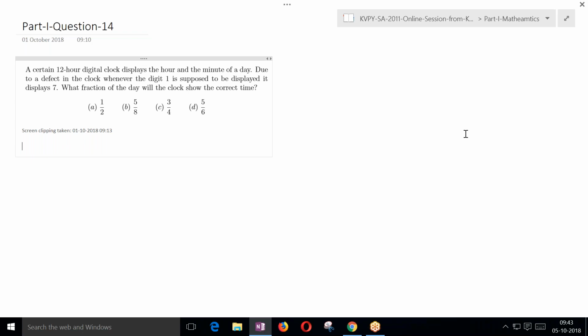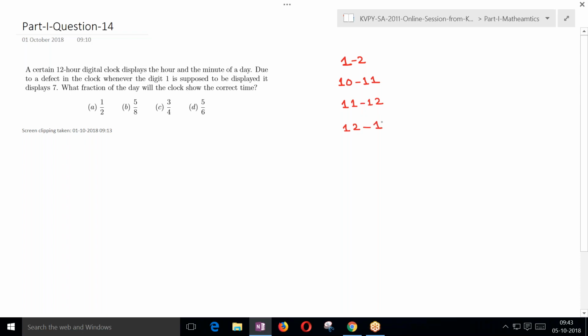Between 1 to 2, isn't it? Because 1 is displayed as 7. So the incorrect timing should be 1 to 2. Then it will be 10 to 11. Then it will be 11 to 12. Then 12 to 1 and 1 to 2. And apart from that, you will not find.